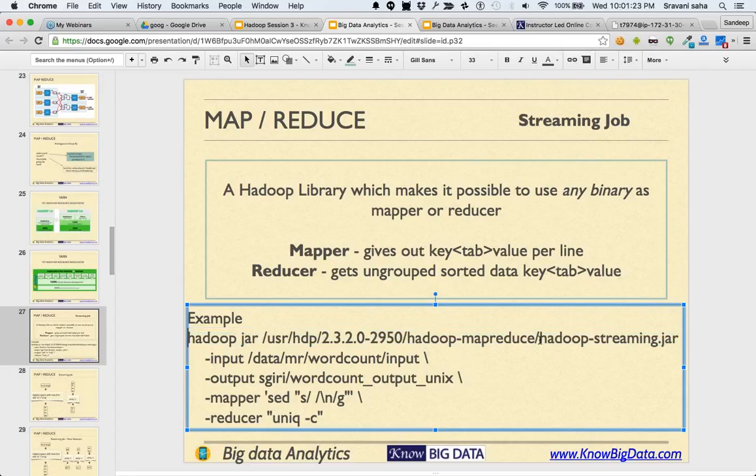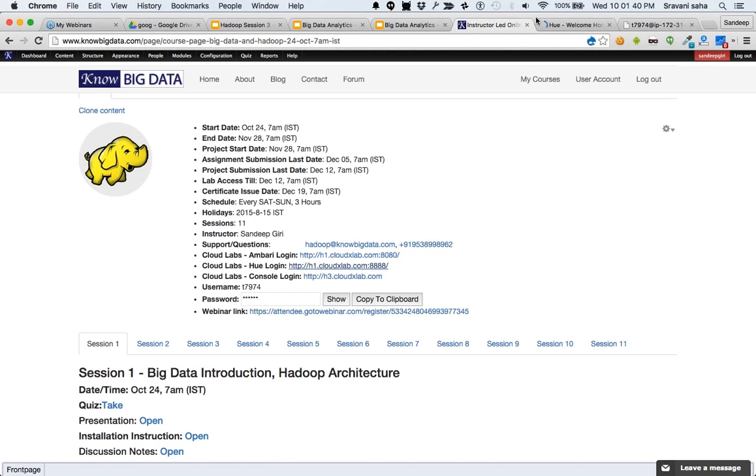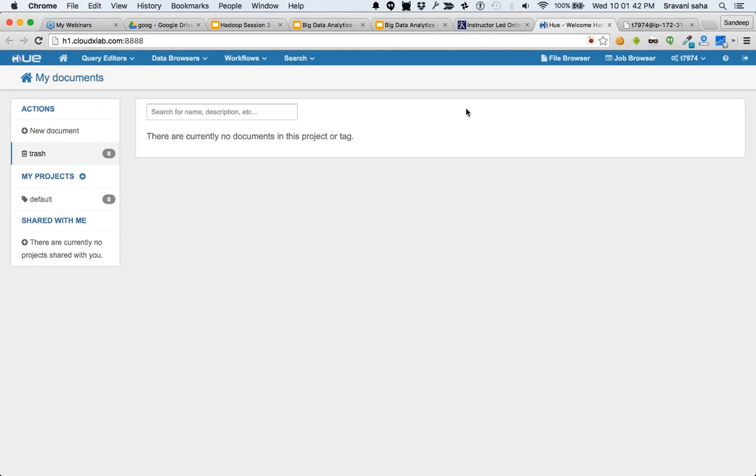Whenever you have to do streaming, this is common for you. And this is my input folder. This is where I have stored the data. And what is there in this folder? Let me show you. Hue is the way you interact with all these components. Now, when you go into Hue, you will see File Browser.